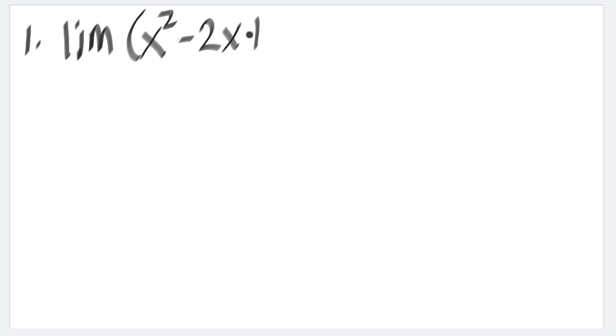So okay, I just have to remind you, this is how you should solve. Let me just check if the whiteboard is visible. Okay, it is visible. Okay, so the limit of x squared minus 2x plus 3 as x approaches 2.